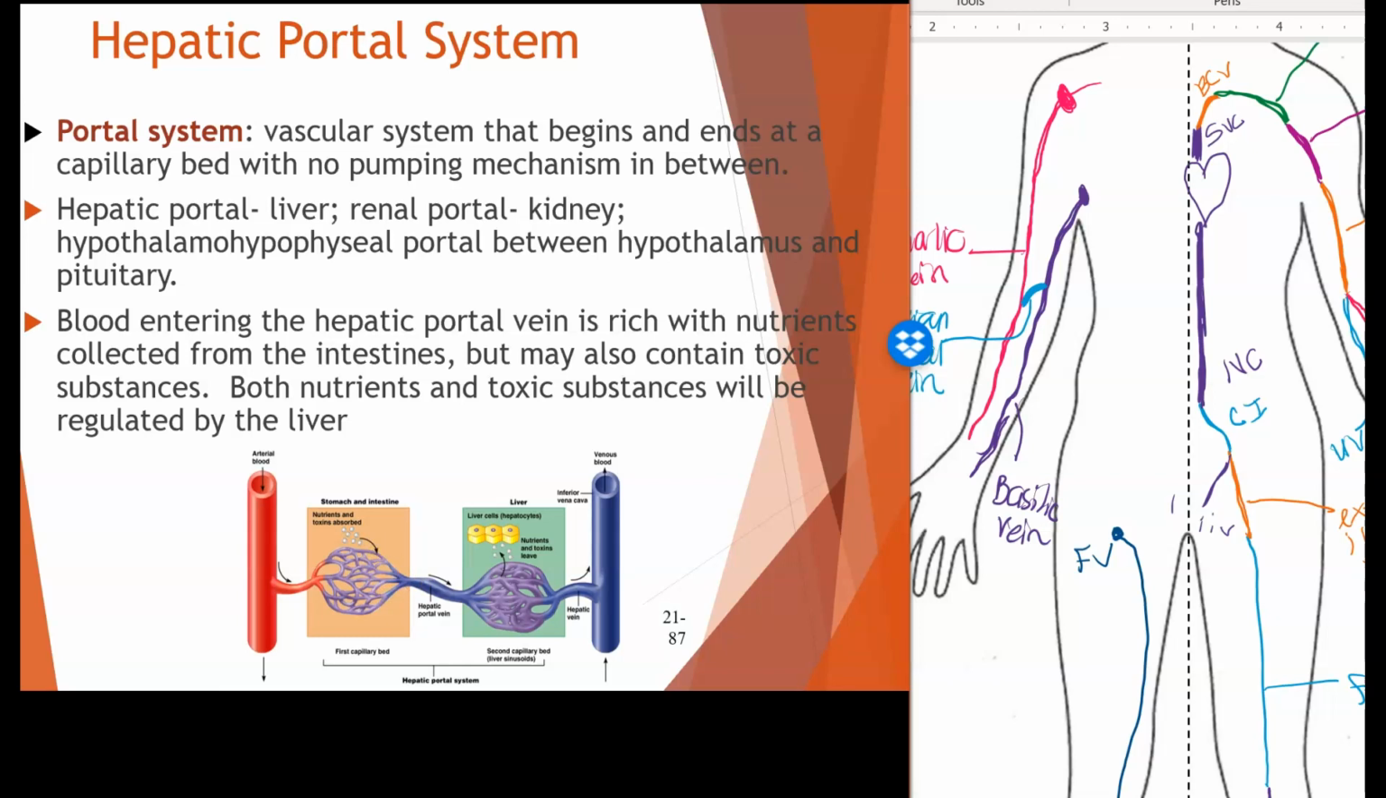superior mesenteric, inferior mesenteric, and splenic veins, and all of those merged to create that hepatic portal vein, which took it to the liver. We gave off the nutrients and toxins, and then through the hepatic vein went into the inferior vena cava to be taken back to the heart.